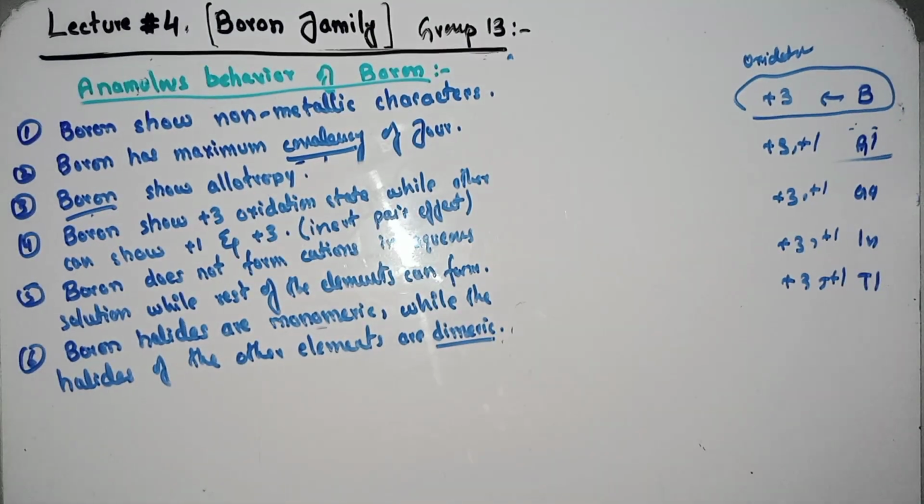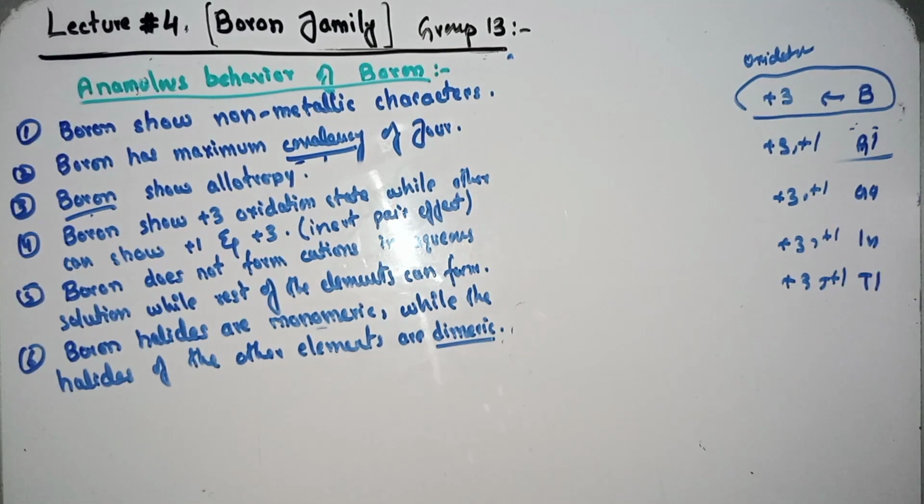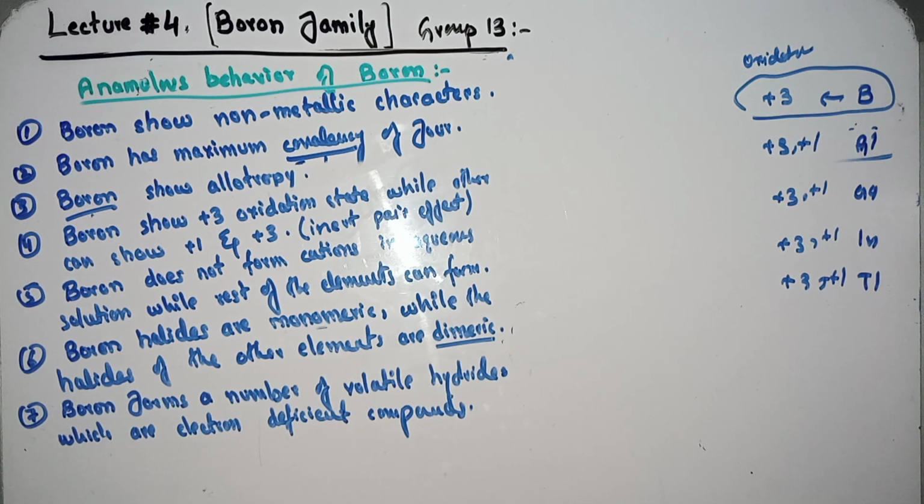So why boron halide? Boron halide doesn't show the inert pair effect, so that's why it has the properties of monomeric, while the others are dimeric due to the inert pair effect. Another anomalous behavior that differentiates boron from the rest of the elements of group 13.